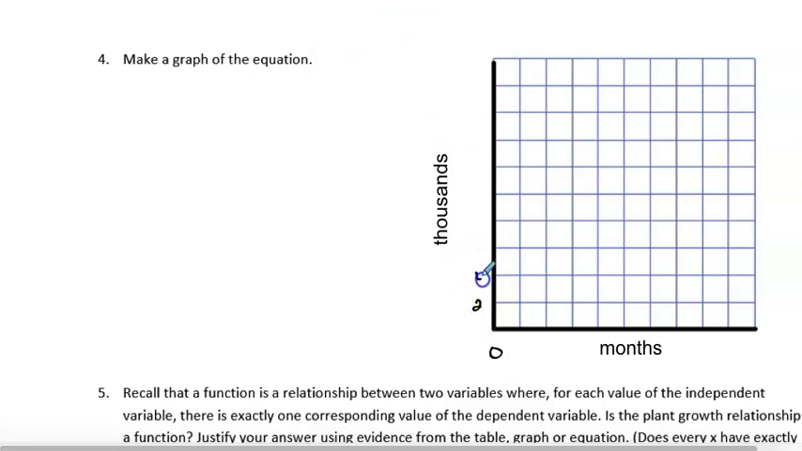So 2,000, 4,000, 6, 8, 10, 12, 14, 16, 18, and 20. That's still not going to reach my entire graph, but we'll go for it. So 0 months starts at 1,000. Okay. Notice that I'm only in the first quadrant here.